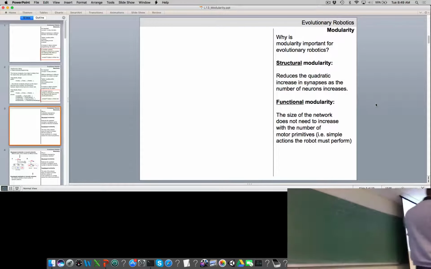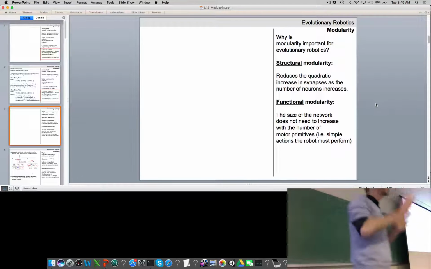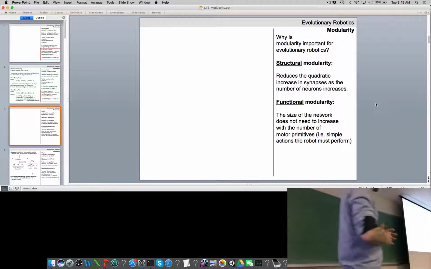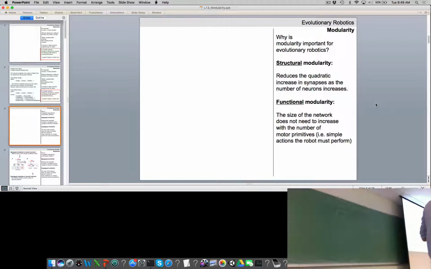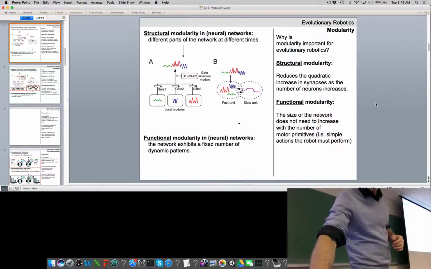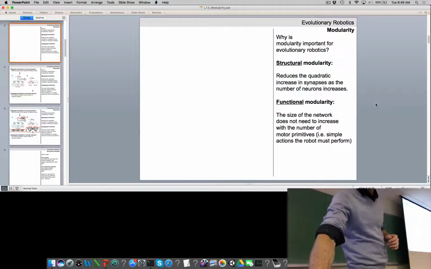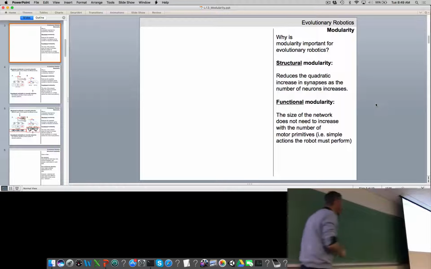We've actually mentioned, or I've mentioned as we've gone along here, two different kinds of modularity. Structural modularity. Let me see if I can bring up an example of this here. Actually, let's just do this at the board. Structural modularity is the idea that we're going to actually create structurally independent parts of a neural network. Let's imagine that we have a neural network that's made up of 4 neurons. If we were to connect every neuron to every other neuron, how many synapses would we have?